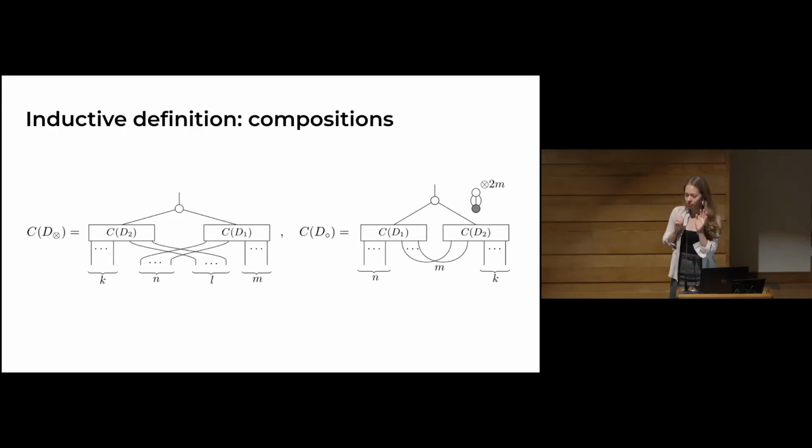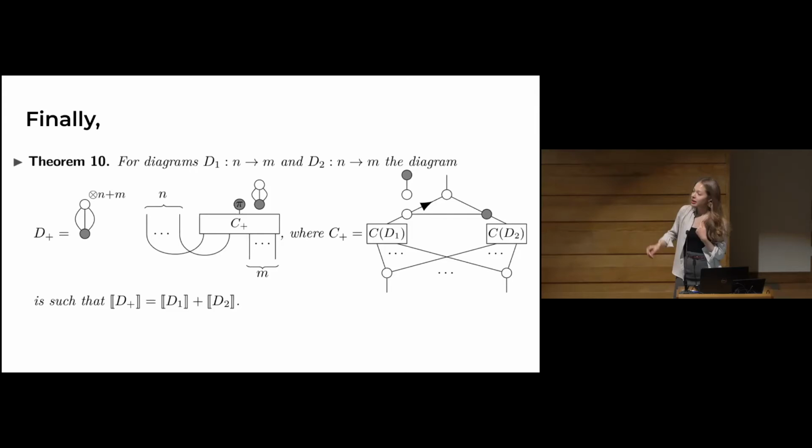And finally, if you take two diagrams, you take the corresponding control states, and you get some control states like this, you plug one in the entry, and you're done. You've got something which semantically is the sum of your two initial diagrams. So now let's go to the differentiation part.